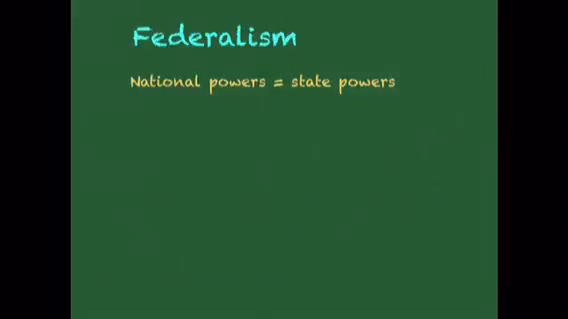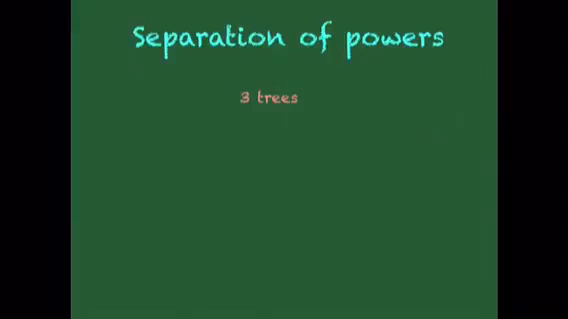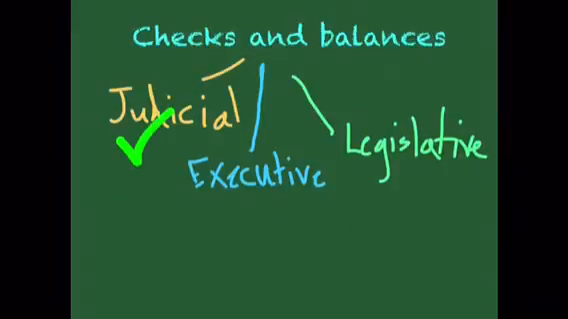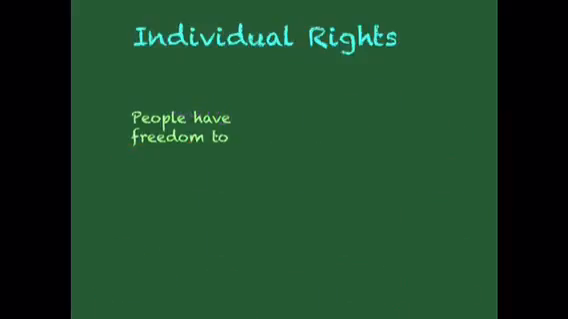Federalism. National powers equals state powers. National powers was delegated powers, and state powers was reserved powers. And the shared powers are the concurrent powers. The separation of powers was into 3 branches: judicial, executive, and legislative. Checks and balances allowed all of the branches to check each other to make sure they were doing their job. Limited government, also known as rule of law, means everyone must obey the law.